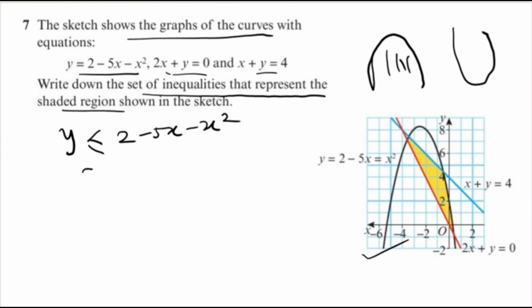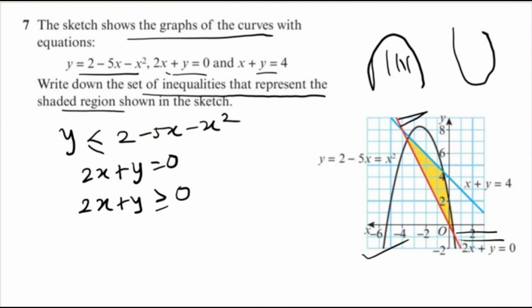Another equation we have is 2x plus y is equal to 0. So the red line, that is 2x plus y is equal to 0. Now as you can see, we are moving to the positive side. So you can see this value, we are moving to the positive side. That means the shaded region is on the positive side. So we can write 2x plus y greater than or equal to 0. This is also a solid line.